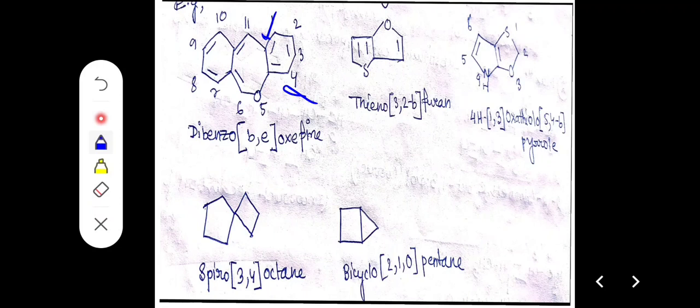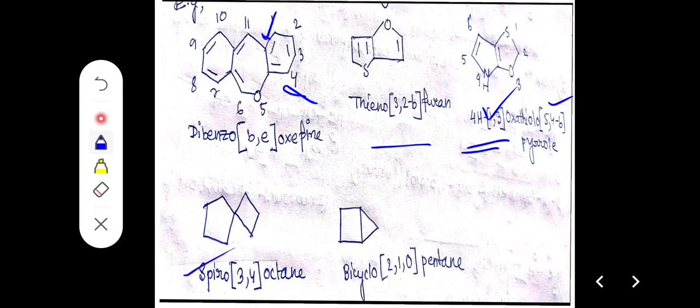In furan, 3,2-b also shows the fusion site where the two rings are attached together. And these 4 hydrogens show that at the 1 and 3 positions, hydrogens are added. That should be shown by the third bracket.